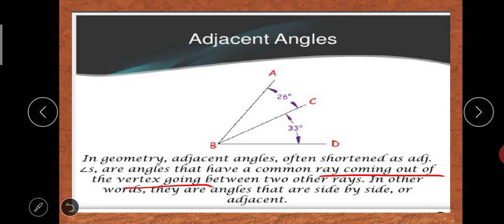Okay, so vertex we have already studied. What is a vertex? Here B is the vertex. Now from here we find that BC is a common arm. It means we can form one angle that is ABC and a second angle that is DBC. So BC is a common arm, and we can say they are side by side. ABC and DBC are side by side, so this type of angle is known as adjacent angle. Understood?